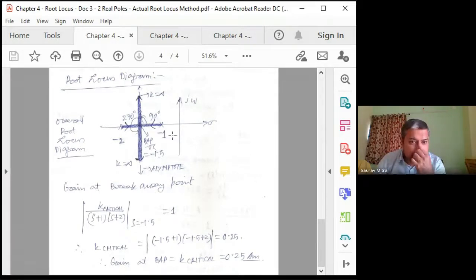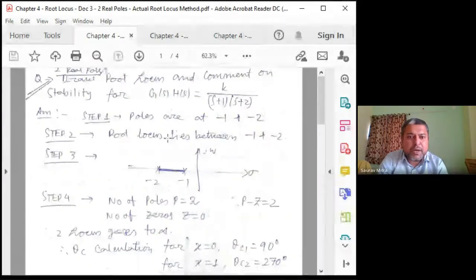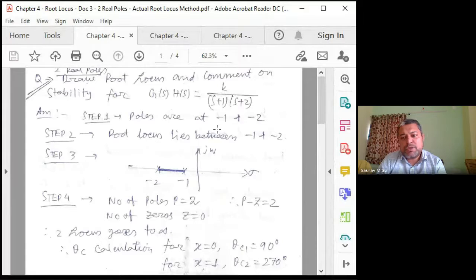So from the traditional method you can do this numerical, or by the root locus method, where I have only shown you the first 4 or 5 steps. Which steps have I shown you today? We will start from the 6th step onwards. First, step 1: write down what the poles and zeros are, and from there find p minus z. From p minus z you will find how many locus will go to infinity. Second, the real axis root locus.